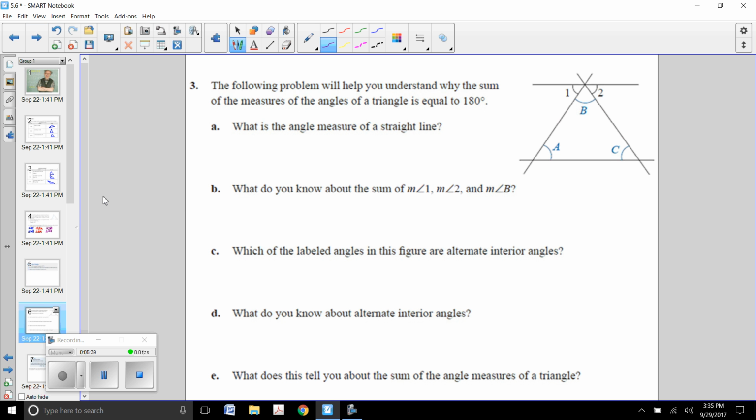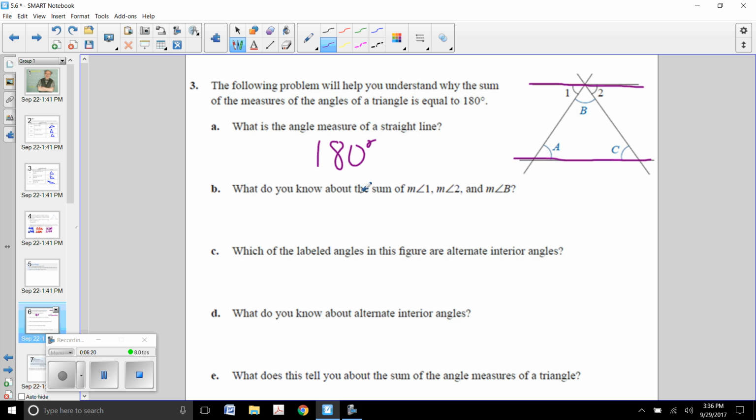Let's prove that a triangle's angles all add up to 180 degrees. So what is the angle measure of a straight line? We know a straight line is 180 degrees. Here they give us two parallel lines that make up, oh, that's really not very pretty, is it? That's better. The triangle sits in the space between those parallel lines.